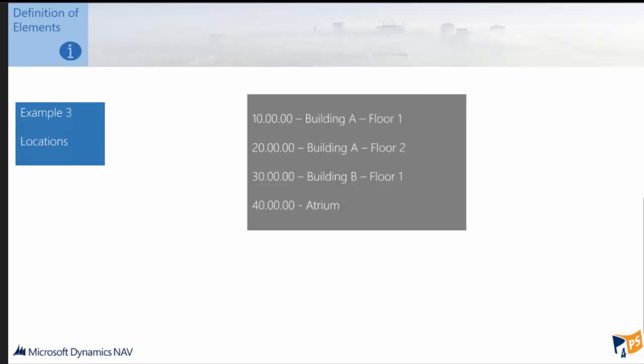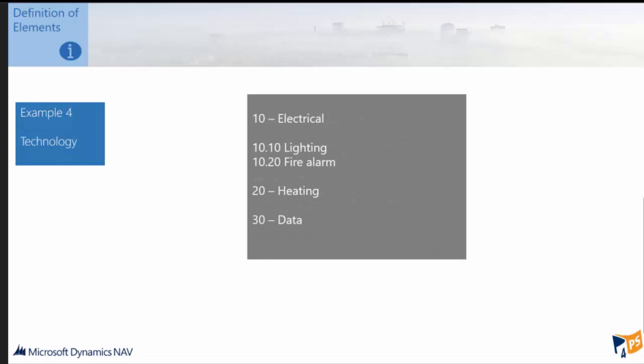This third example is a location-based one. So it's kind of activity, but it's more based on location. So you can see you've got building A floor 1, building A floor 2, building B floor 1, and atrium. So different subsets of the project, if you like, that you could analyze the project by as we're going through. This one here is an example of a breakdown by technology. So this one here is using electrical, heating, and data, and the electrical is broken down by lighting, fire alarms, that type of activity as well.